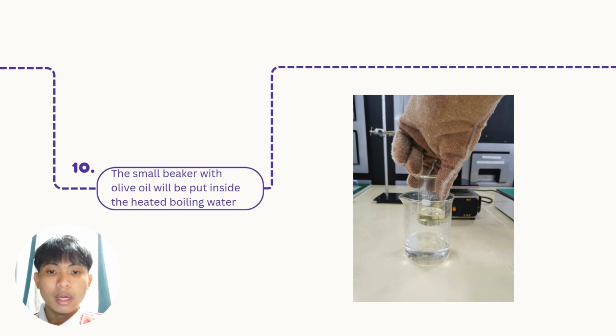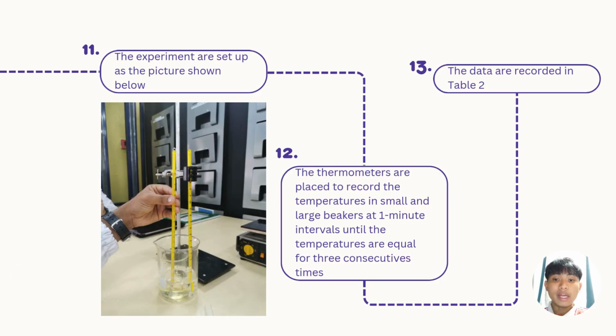it will give a different temperature which could affect the experiment. Okay, next, the small beaker with olive oil will be put inside the heated boiling water, as you can see from the picture. After that, the experiment is set up as the picture shown below.